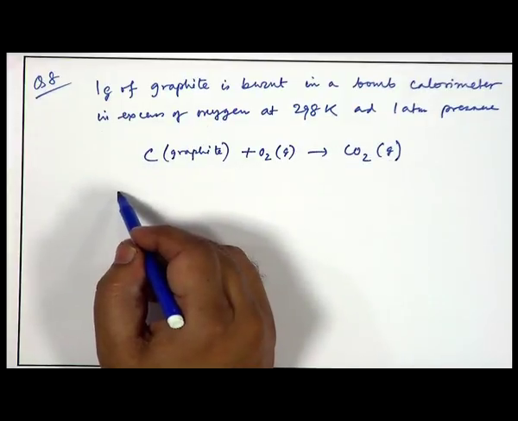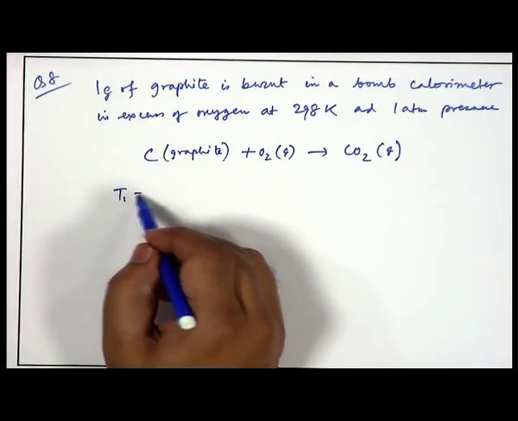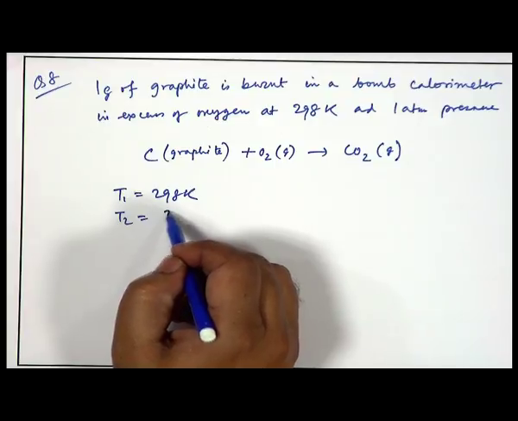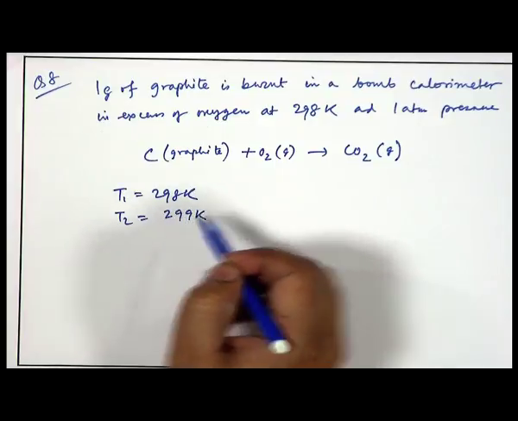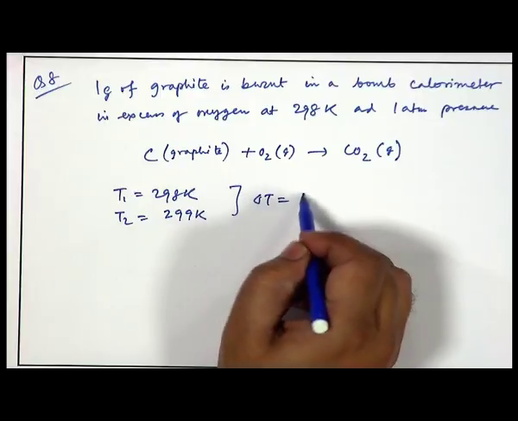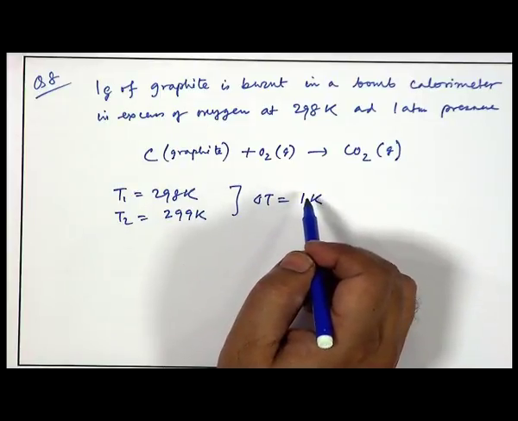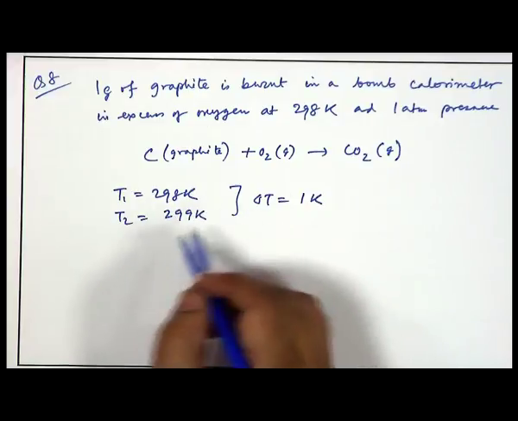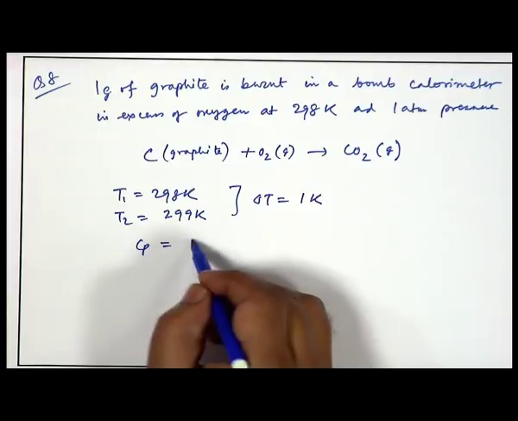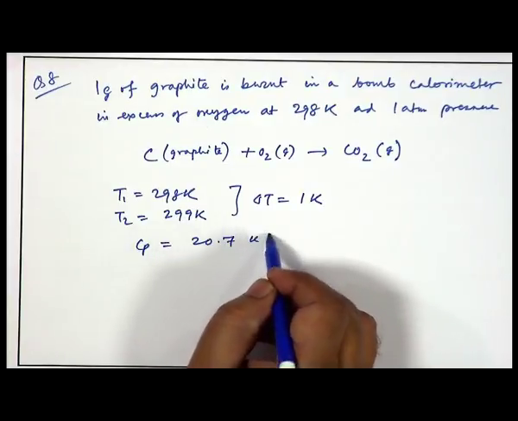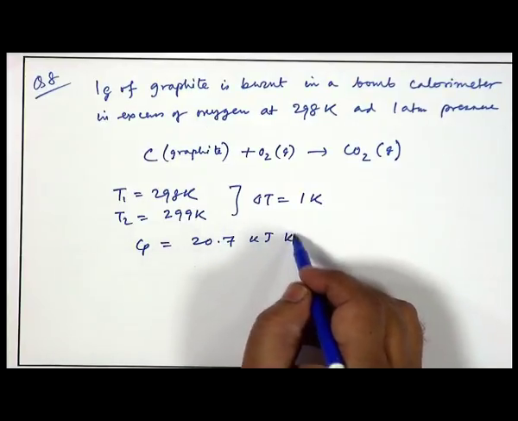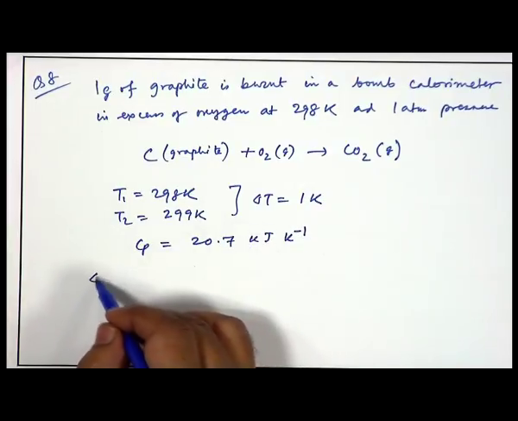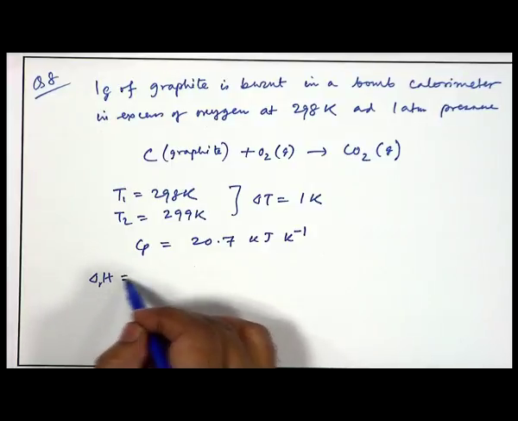During the experiment the temperature goes from T1 of 298 K to T2 of 299 K, which means delta T is 1 K, and heat capacity is given at constant pressure. So, heat capacity Cp is given as 20.7 kilojoule per Kelvin. So, what is the delta H value for this reaction?